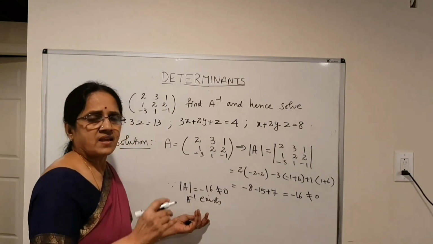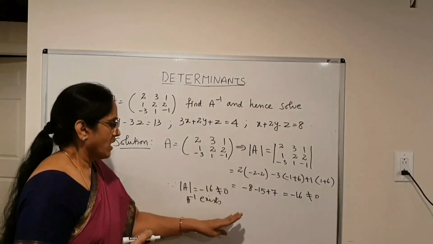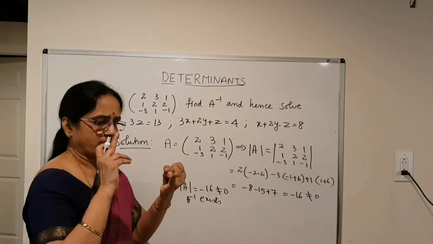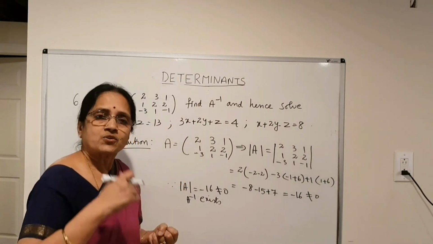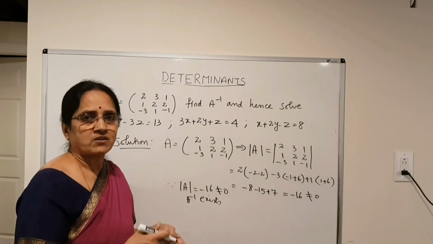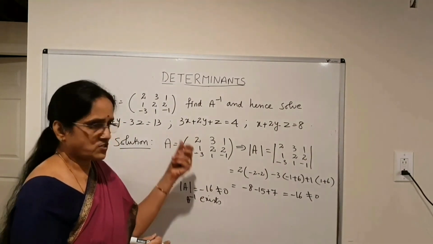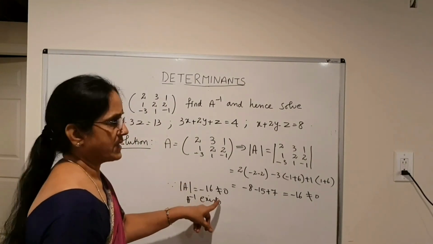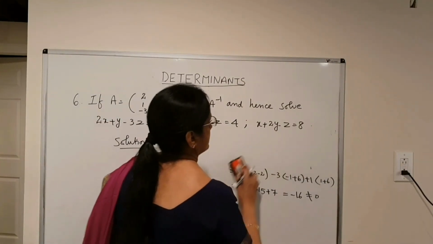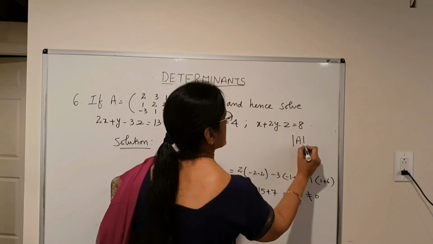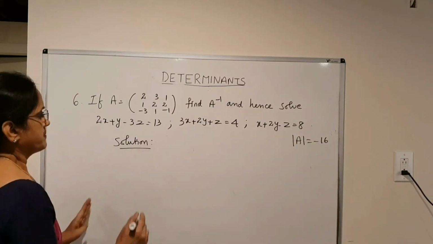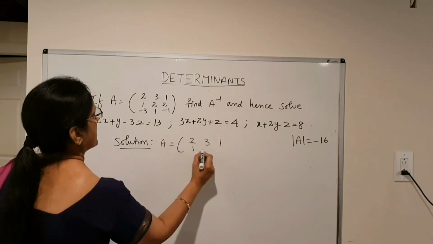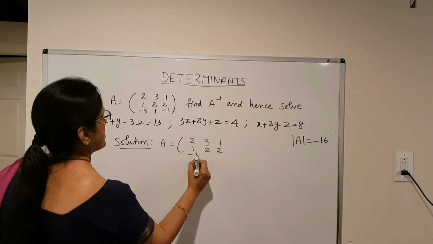Or A is invertible. So, now my aim is to find A inverse. To find A inverse, I need to find the adjoint of the matrix A. To get the adjoint of the matrix A, I need to find the cofactor matrix. So, let us do everything step by step. I got the determinant value of A as minus 16. Let me make a note of it. Determinant A is equal to minus 16. Let me write A, which is given to you as 2, 3, 1, 1, 2, 2, minus 3, 1, minus 1.